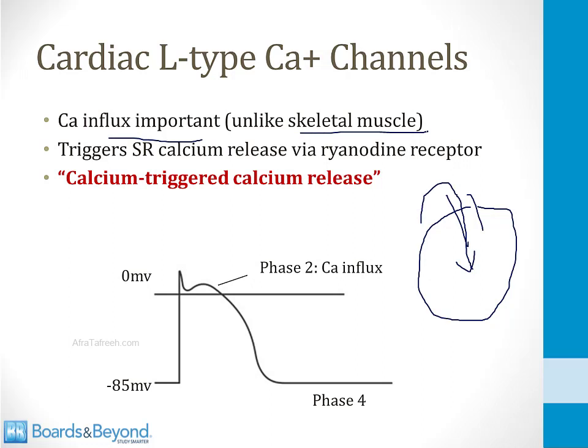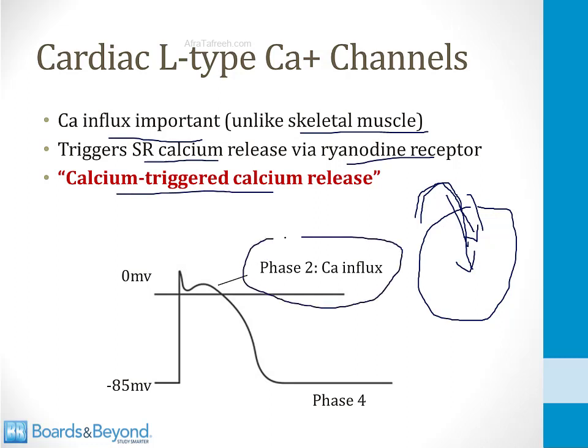In skeletal muscle, all the calcium comes from the sarcoplasmic reticulum. Calcium influx through channels on the plasma membrane is not important. It's different in the heart. This calcium influx through these channels on the surface of the cell triggers the sarcoplasmic reticulum to release calcium via the ryanodine receptor. This is called calcium-triggered calcium release. It's unique to cardiac myocytes, and because of this phenomenon, this phase 2 of the action potential is very important. Calcium comes into the cell in this phase of the action potential that triggers the sarcoplasmic reticulum to release calcium, and that's what makes the myocyte contract.